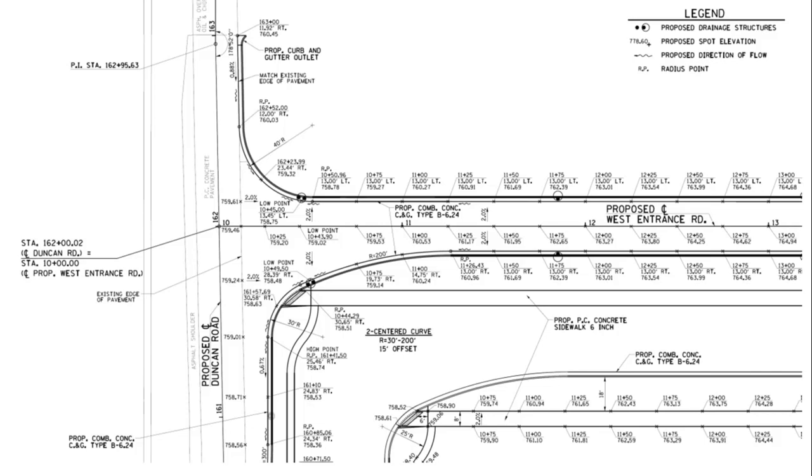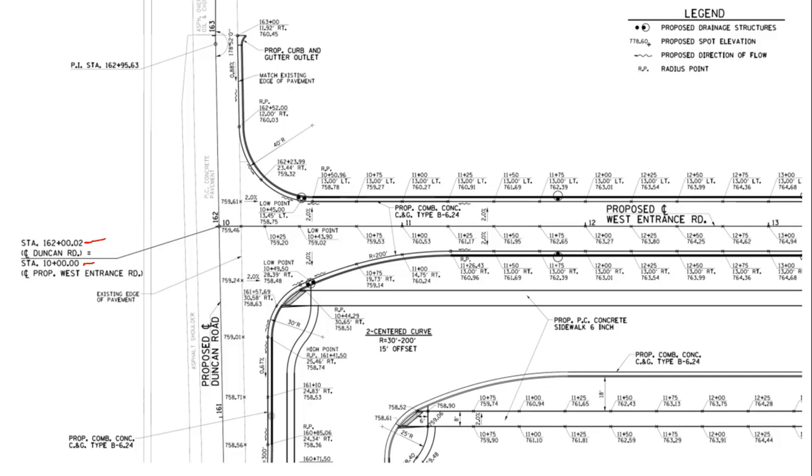This just shows you a sample page of an engineering plan for a new roadway, and this happens to be the west entrance into Parkland College from Duncan Road. It just shows you how stationing is used on street plans. You can see out here we have the center line of Duncan Road, and we have a station on it of 162 plus 00.02. And then at the point where the center line of this new road intersects that, we have a station on this new west entrance of 10 plus 00.